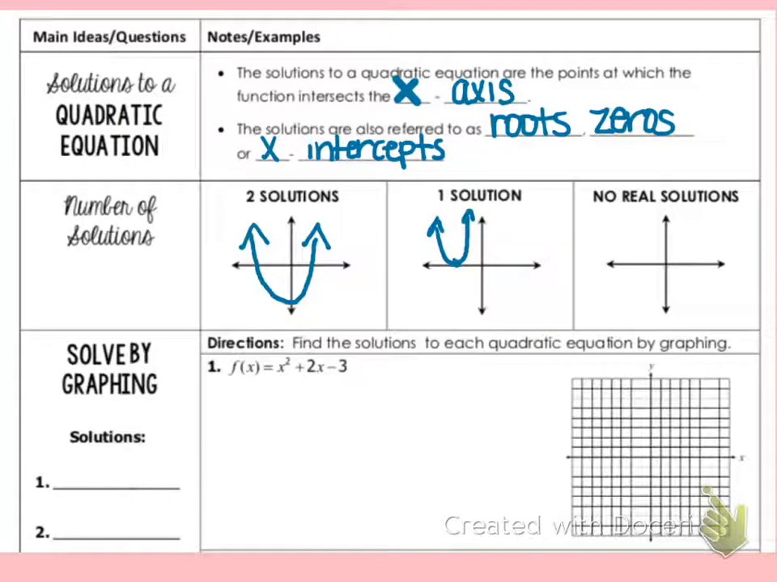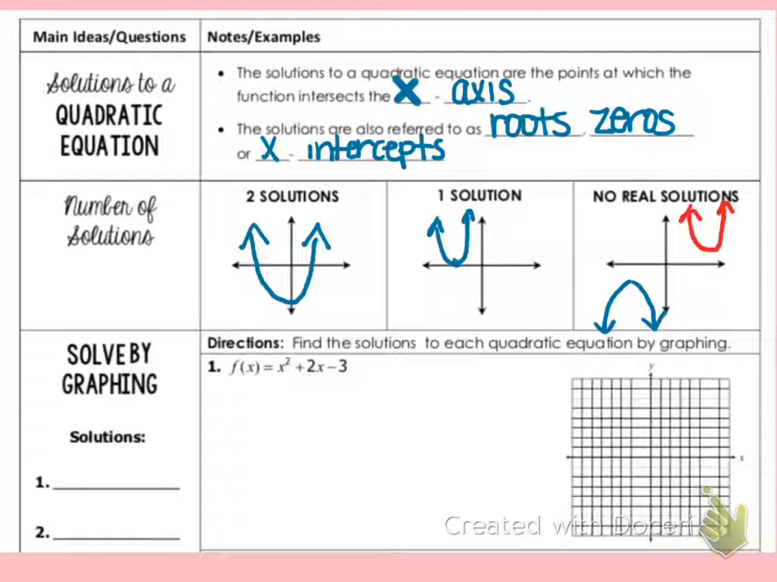And what about no real solutions? If we had no real solutions, what we're essentially saying is the graph never crosses the x-axis. So maybe it's a parabola that has its vertex below the x-axis and opens down. Or maybe we have a quadratic with its vertex above but opens up. Then it would never cross the x-axis, and that would be considered to have no real solutions. We're going to learn later on that those are imaginary or complex solutions for quadratics.